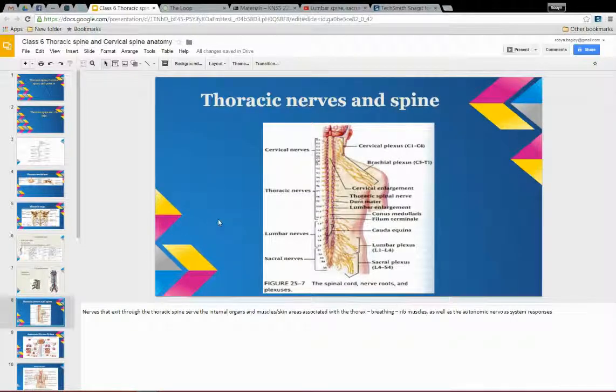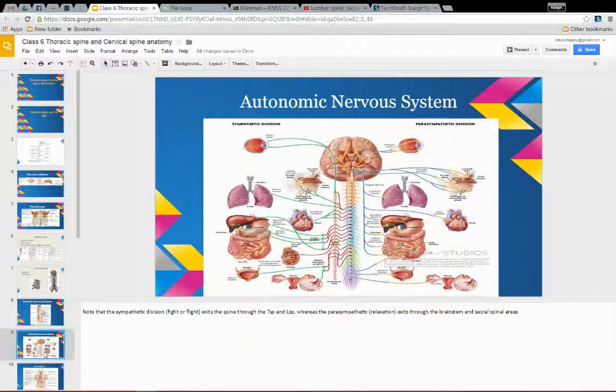We're going to move into thoracic nerves now. Again, I'm not going to test you on the individual nerves. We're more concerned about the nerves that run into the arms and the legs. But the nerves that exit through the thoracic spine generally serve the internal organs, and then they serve the muscles and skin associated with the thorax. So you're going to see nerves associated with breathing, with rib muscles, and then they also serve the autonomic nervous system. So I'm not going to test you on this.